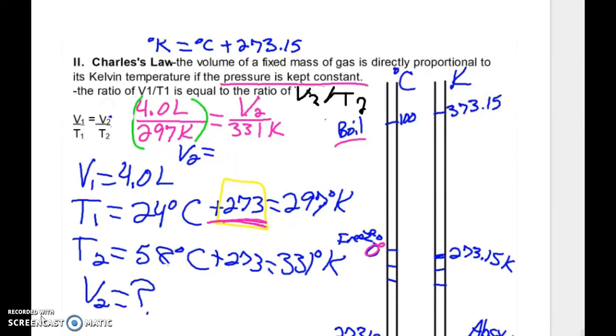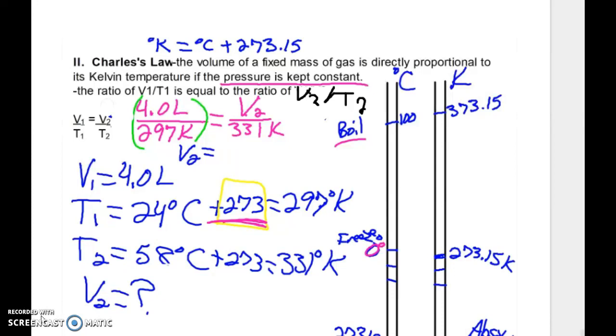Just like when we talked about Boyle's law, we didn't take temperature into account because the temperature was kept constant. The thing that's kept constant, we're not going to worry about in these equations. So in this one, we're not going to worry about pressure. This equation is used only to calculate between different volumes and temperatures. The ratio of volume 1 divided by temperature 1 is equal to volume 2 divided by temperature 2.